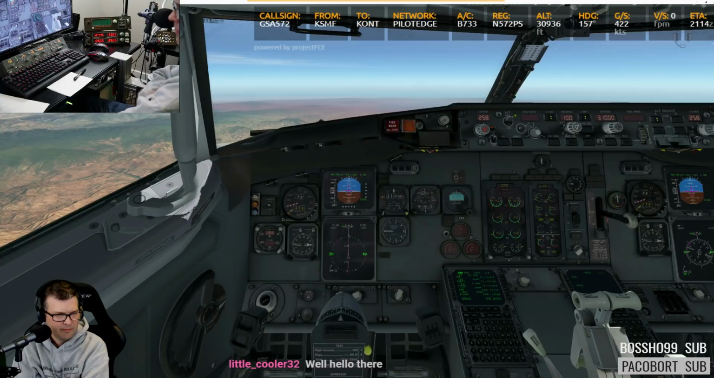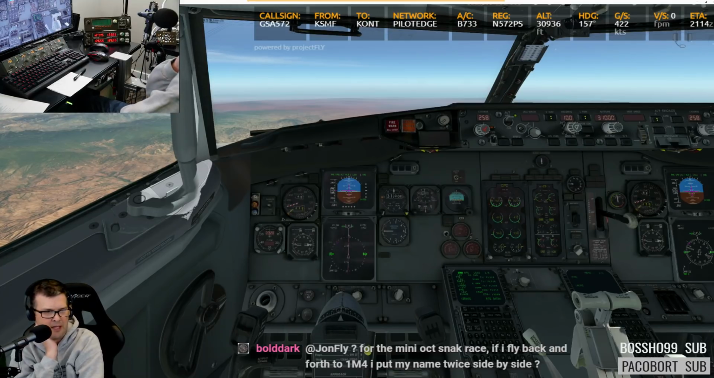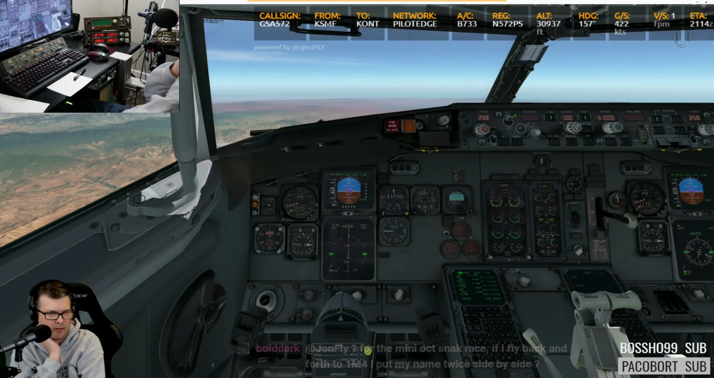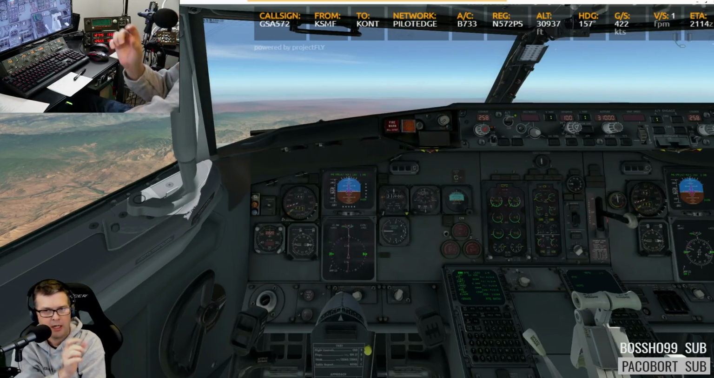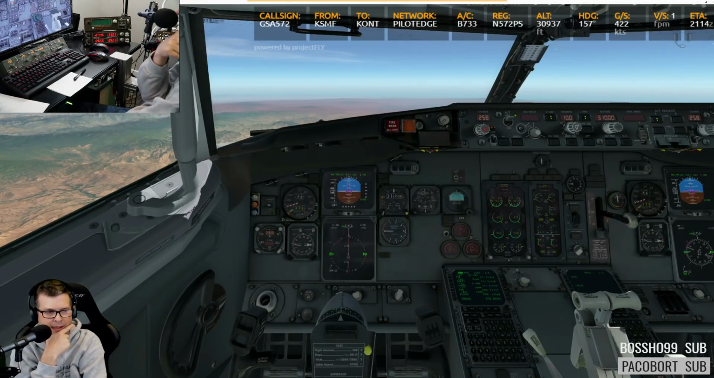I was just looking at the MEA just after my first VOR, and it was 16.5, so I went up to 18. The mini October snack race, if I fly back and forth to 1M4, I put my name twice side by side. Yes, yeah, it's fine. You put it in the next column. Yeah, each block represents one leg. Yep.